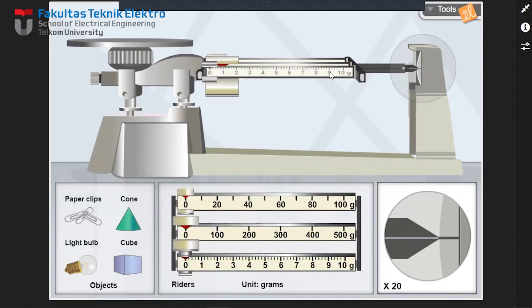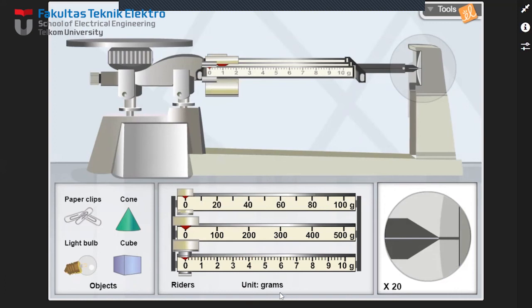Next, there's a balance arm here, or we can call it beams too. Then the ones we put left and right here are called sliders or riders. Next, the unit that we use in this triple beam balance is grams.